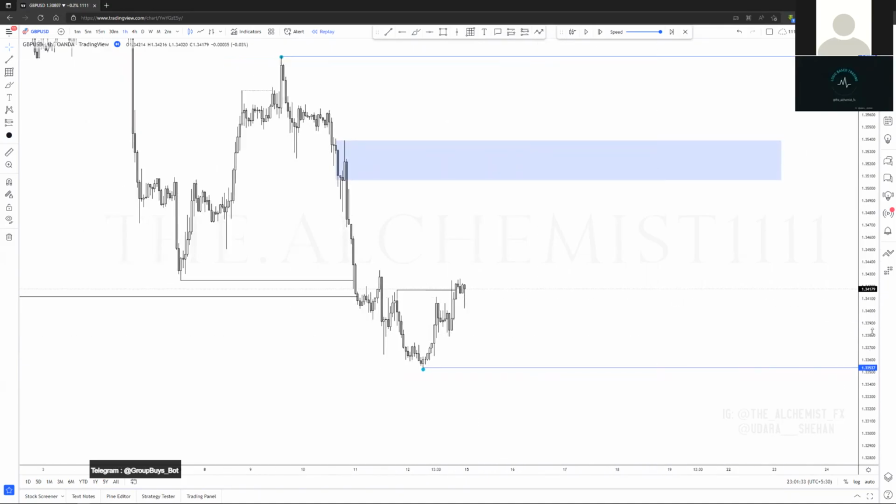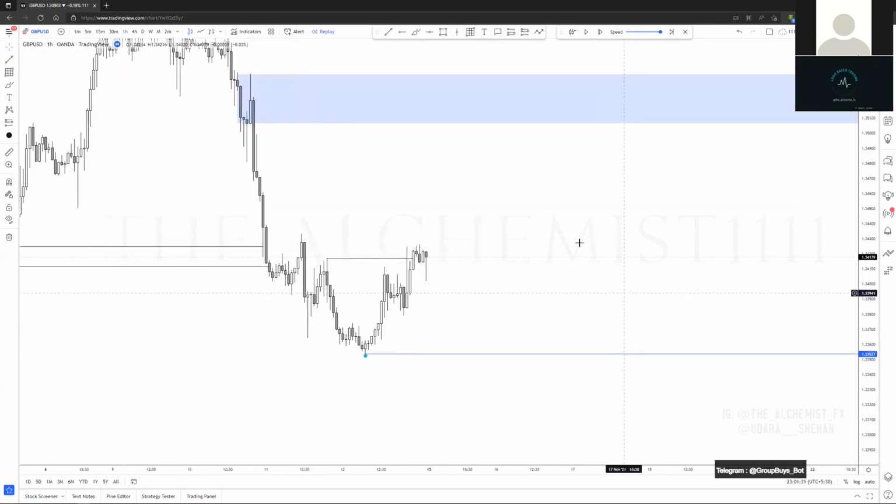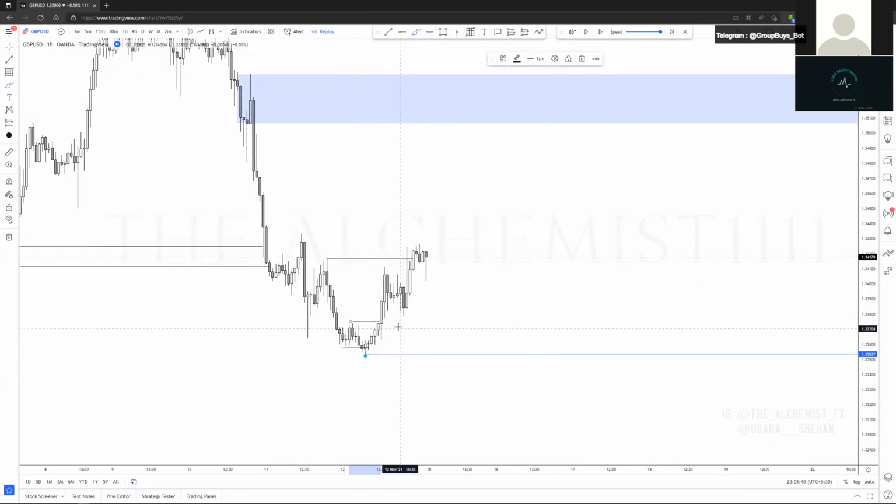Let's see what we had on the H1. We have a strong low in here, stop hunt, breakout structure, retrace to entry. Let's go to the 30-minute.